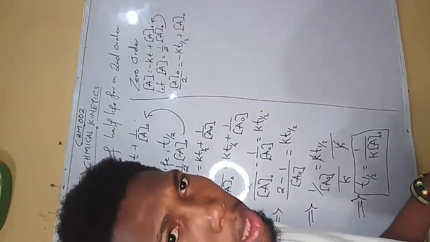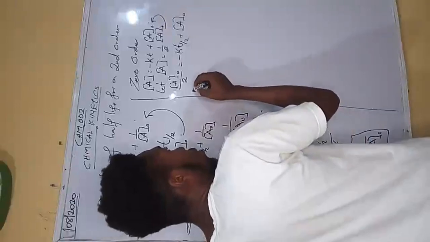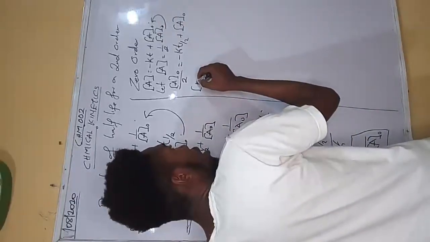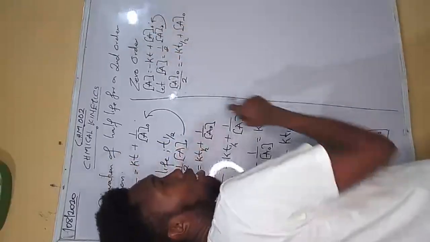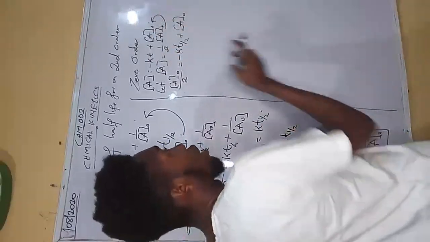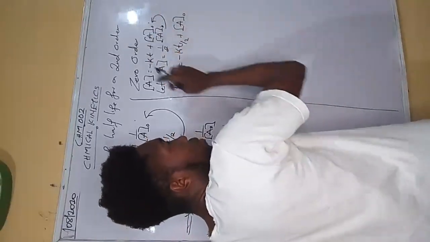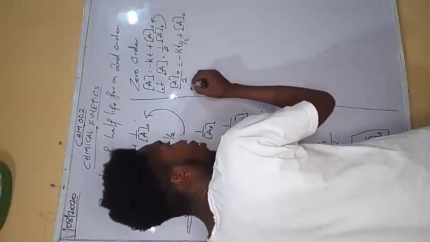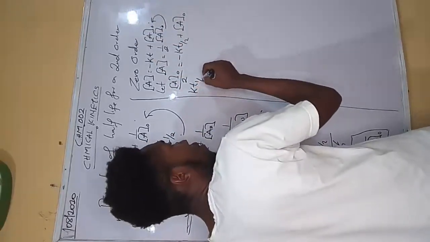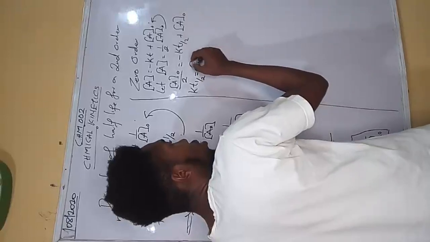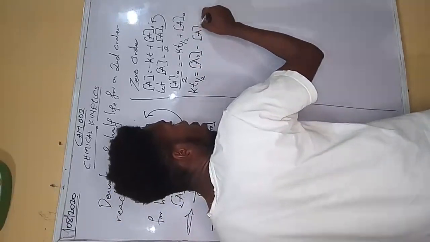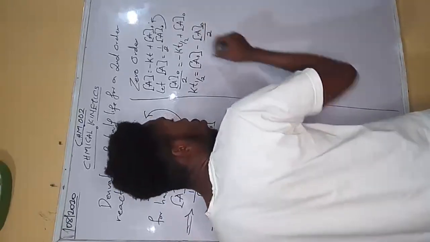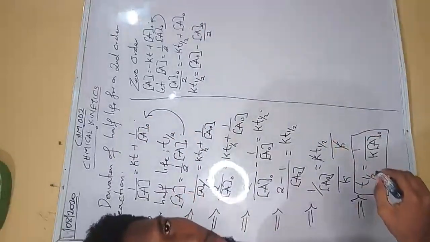Are we following now? Then before that, we can now say that what? Let's collect like terms. This A naught plus A naught comes to this side, it becomes minus A naught. Or rather, we can just carry this minus KT to this place. Now giving us KT half equals A naught minus A naught over 2. Are you seeing this now?